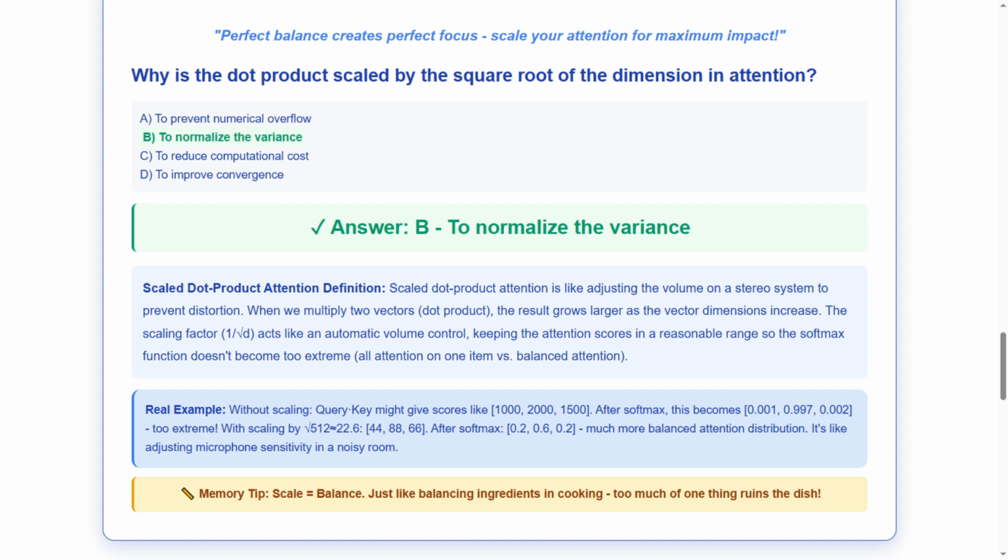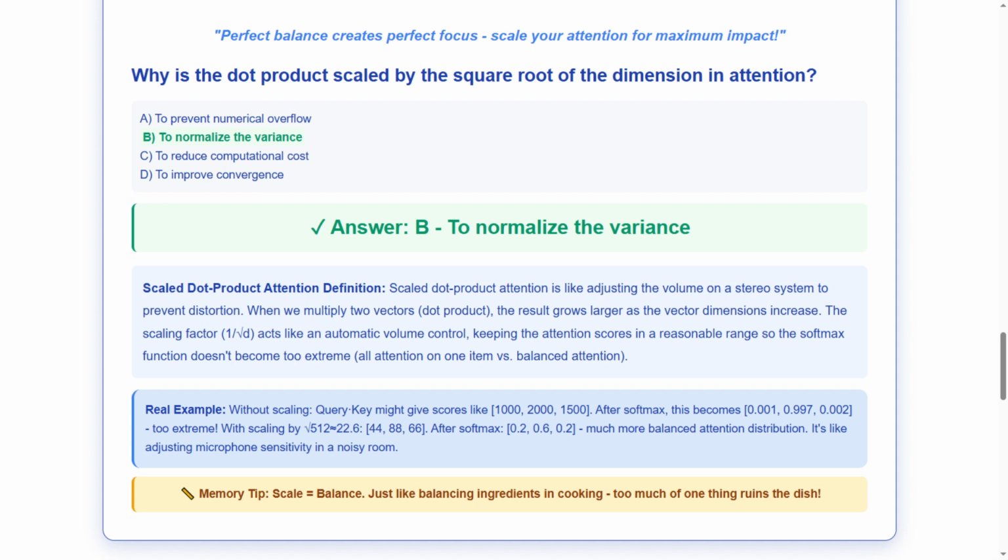Without scaling, query dot key might give scores like 1000, 2000, 1500. After softmax, this becomes 0.001, 0.997, 0.002. Too extreme. With scaling by square root of 512, approximately 22.6, we get 44, 88, 66. After softmax, 0.2, 0.6, 0.2. Much more balanced attention distribution.